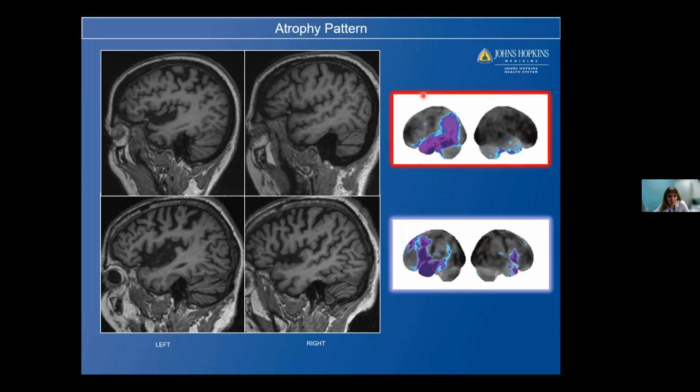So on the top row is the logopenic variant, where we see more of a parietal and insular atrophy, whereas in the non-fluent aphasia on the bottom row, we see more of a posterior frontal atrophy. Okay, so more on the posterior frontal atrophy, and this is more of an insular atrophy.